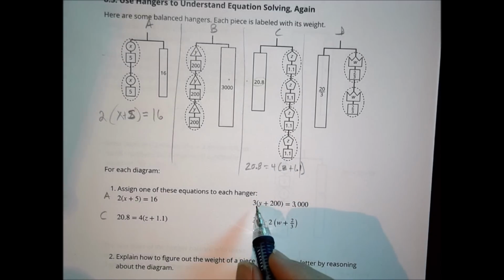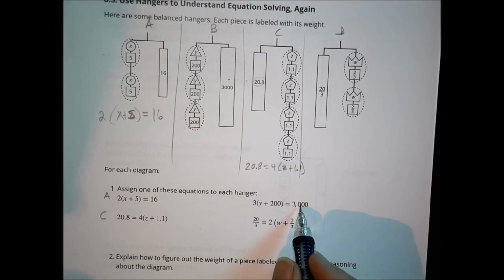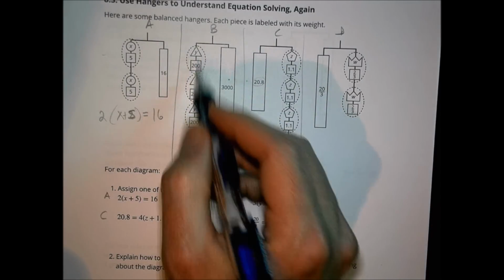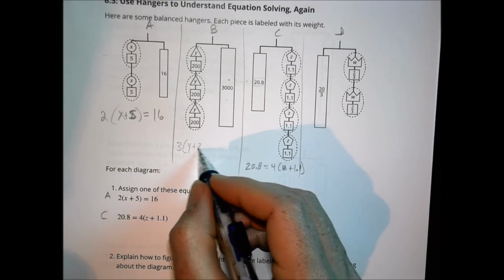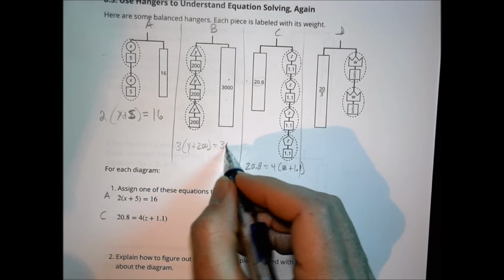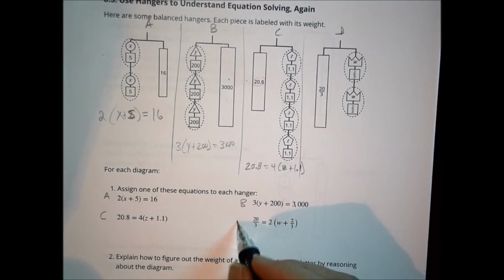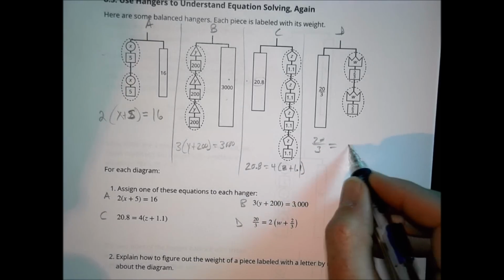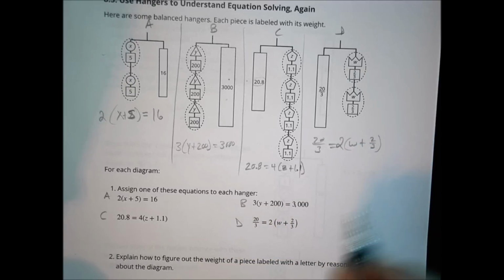Alright, here's 3 times the quantity y plus 200 equals 3,000. I can see a 3,000 there, and this has a y plus 200, and I have 3 of those. So that's 3 of the y plus 200s equals 3,000. That's going to be our B. And then finally our D is here with our 20 thirds equals w plus 2 thirds, and we have 2 of those. So those are our 4 different equations.